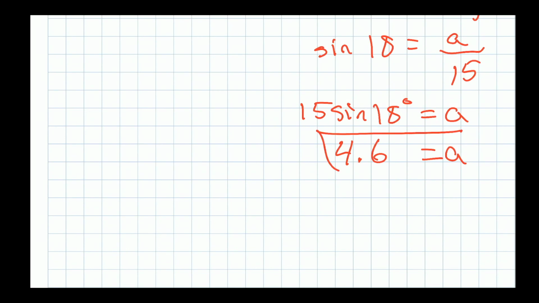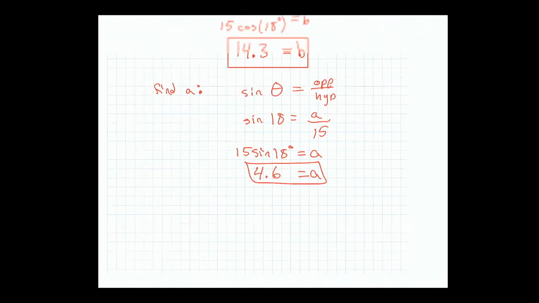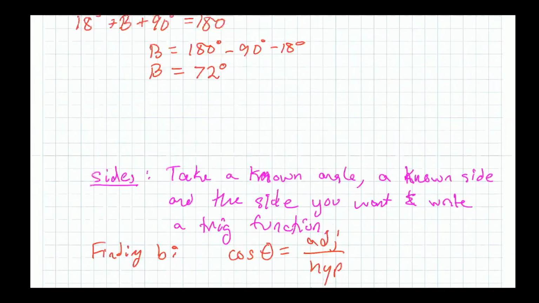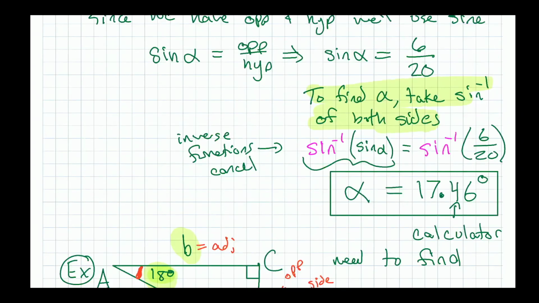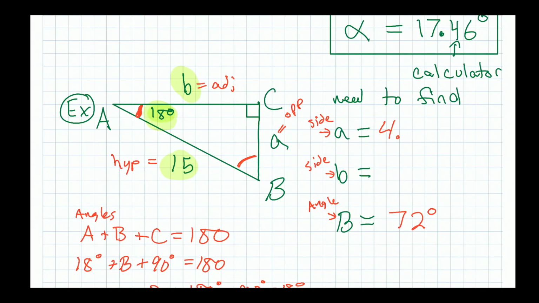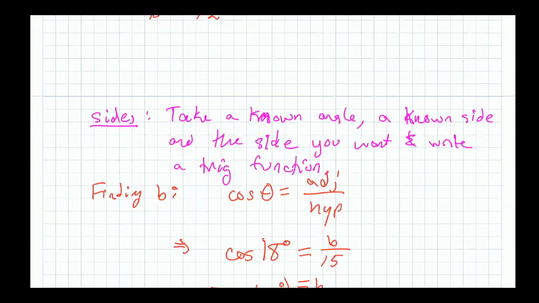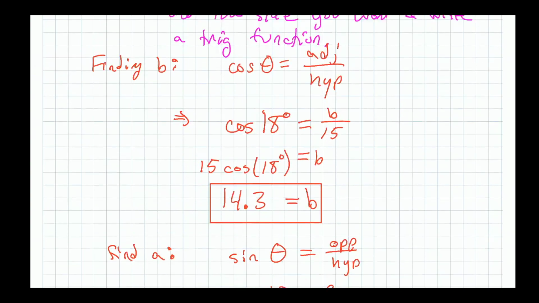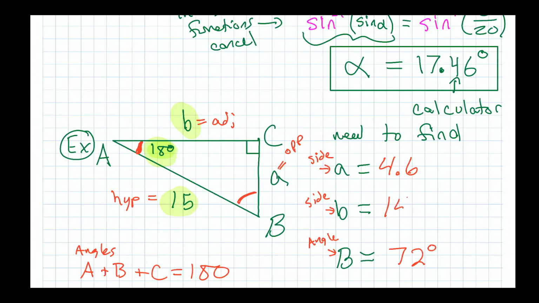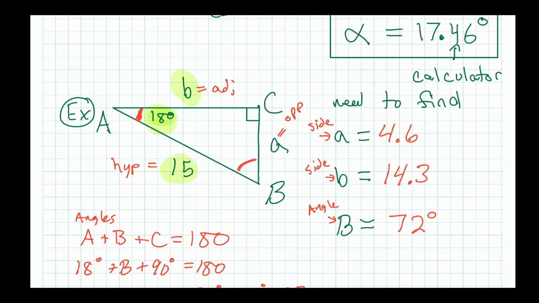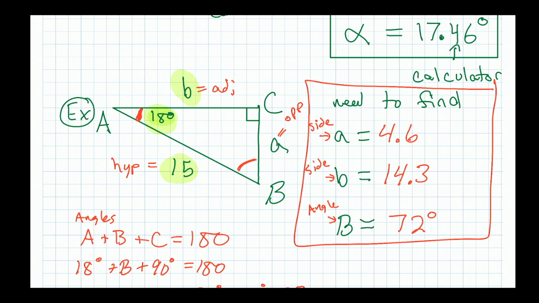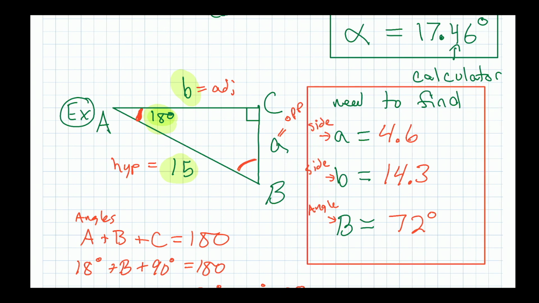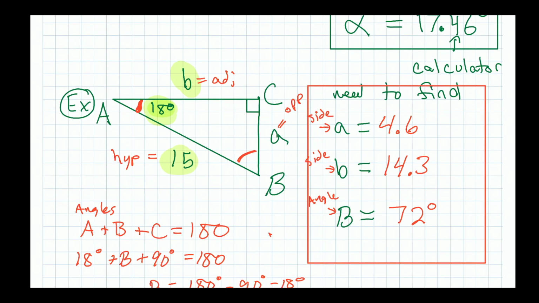All right. So what do we got? Well, we got A is 4.6. And B was, I don't know, I already forgot it. B is 14.3. Could have sworn I put a box around that. Do you remember that? Okay. Must have deleted it.